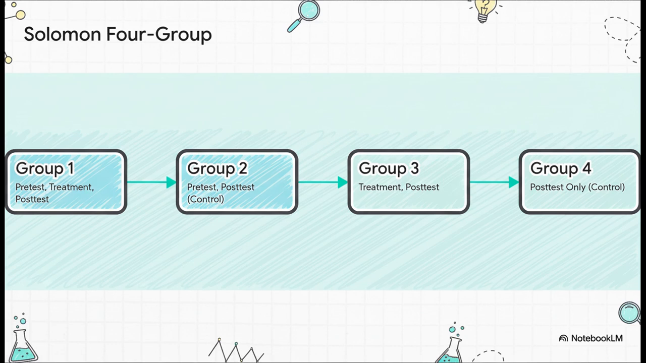The Solomon design is just brilliant because it uses 4 different groups to account for every possibility. Group 1 is your standard pre-test-post-test with the treatment. Group 2 tells you if people change just from taking the test twice. Group 3 shows you the treatment's effect without any influence from a pretest. And Group 4 is your pure, untouched control. By comparing all 4 of these, you can be absolutely certain that it was the treatment that worked and that the pretest didn't accidentally skew your results.